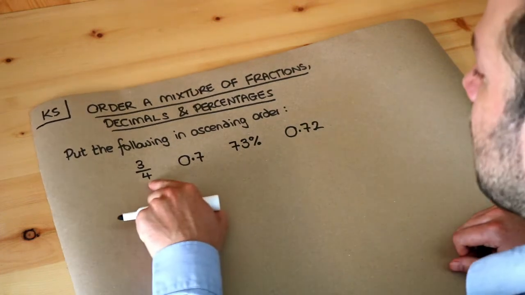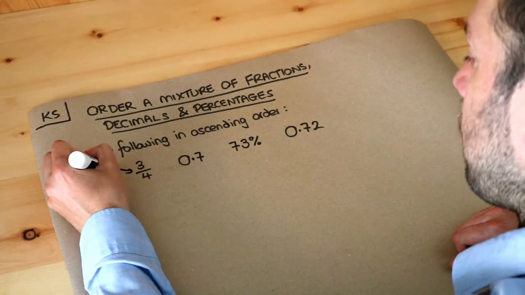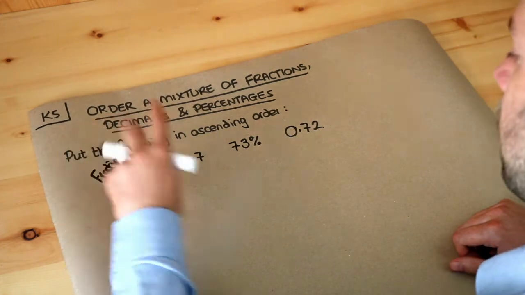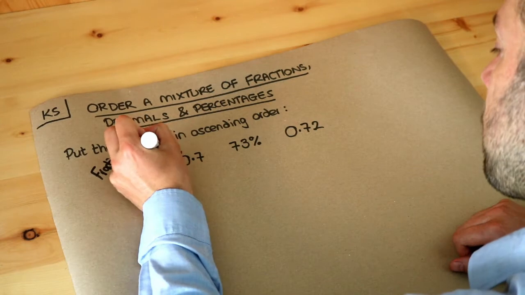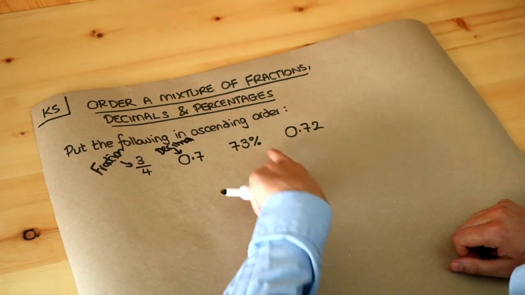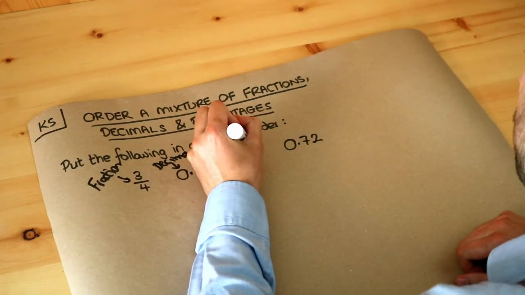So remember, this is an example of a fraction because we have that horizontal line and we have a numerator and a denominator. This is an example of a decimal, and that funny symbol there is the percentage symbol. This is an example of a percentage.